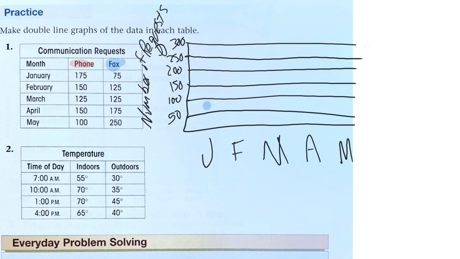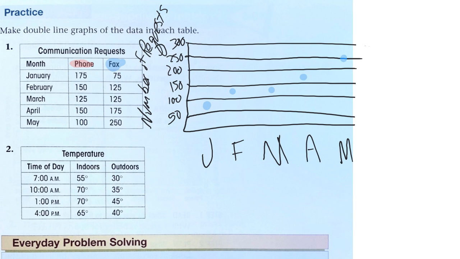February 125. Same thing in March. April 175. And 250 for May. All right, so now we have plotted all of the dots of fax requests.